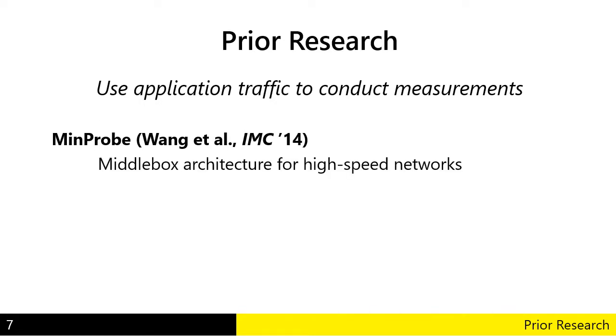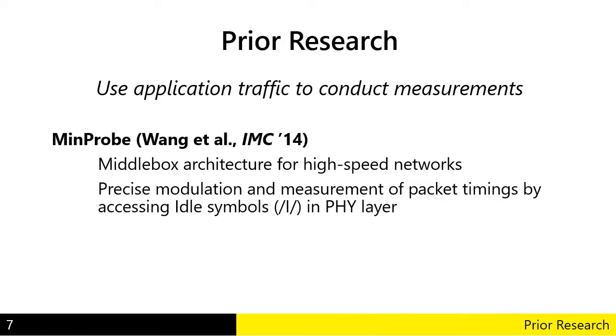MinProbe is a middle box architecture that was proposed to conduct measurements at high-speed networks using application data. Specifically, MinProbe uses an FPGA PCIe pluggable board, namely Sonic, to access and modulate inter-packet timings with high precision by accessing idle symbols in the physical layer. This allows MinProbe to modulate application traffic at desired rates while measuring packet timings with a high precision as well, thereby allowing for accurate measurements in high-speed gigabit networks.